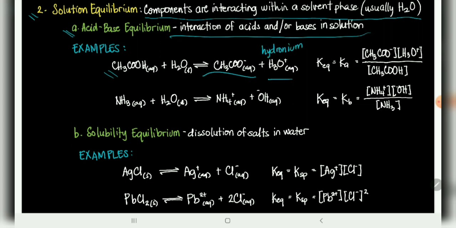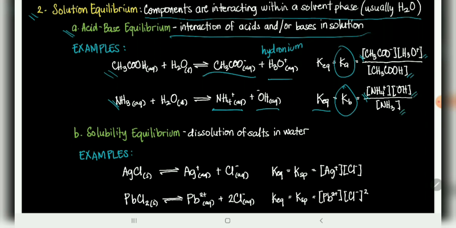Okay? So the KEQ is usually expressed as the acid dissociation constant, or Ka. So Ka is equal to the concentration of acetate times the concentration of H3O plus over the concentration of acetic acid at equilibrium. So another example is this. Ammonia dissolves in water to produce the ammonium cation plus the hydroxide anion. So the KEQ is expressed as Kb. So Kb is equal to the concentration of NH4 plus times the concentration of hydroxide over the concentration of ammonia at equilibrium.